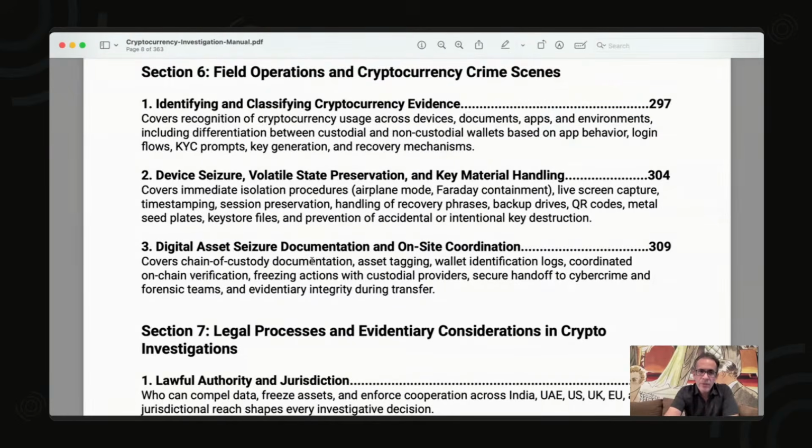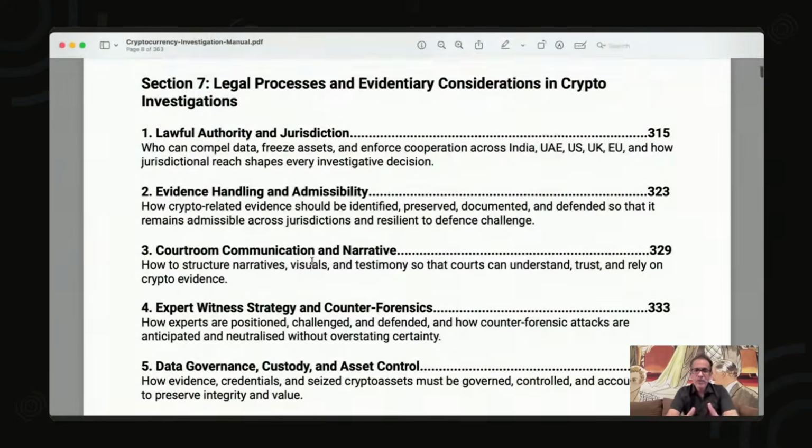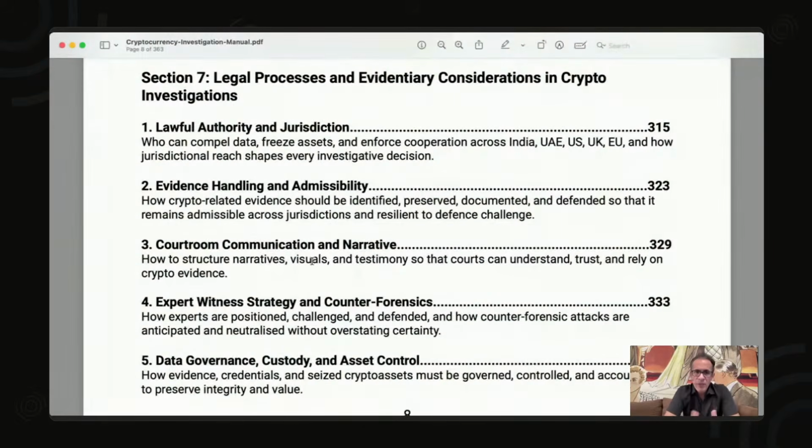And then we go into the last section, which is the legal process. So first we need to understand what are the legal rules and regulations that we need to follow for different countries like India, UAE, US, UK, European Union, all the important jurisdictions. How do we handle evidence and its admissibility so that tomorrow when we go to the court of law and present the case, it is actually upheld and our evidence is meeting the standards required by the court.